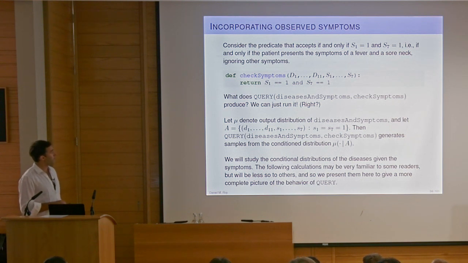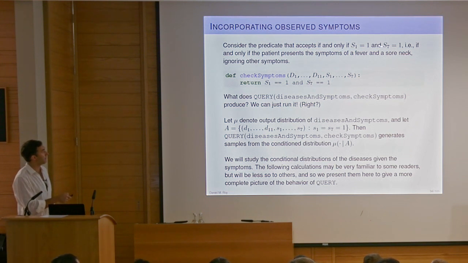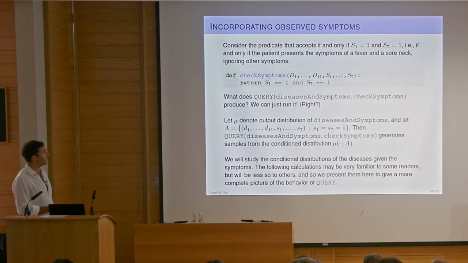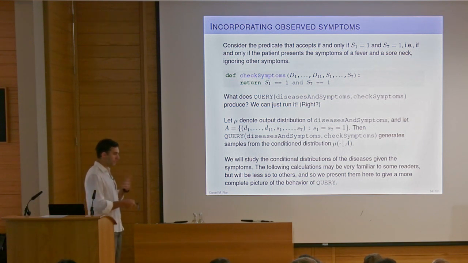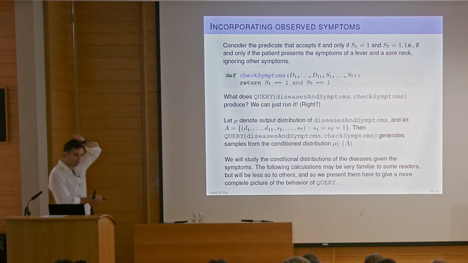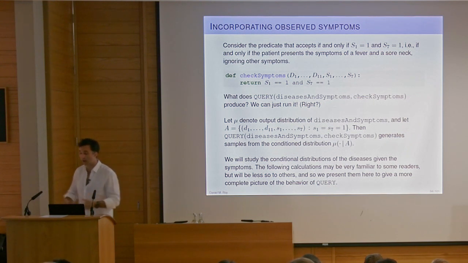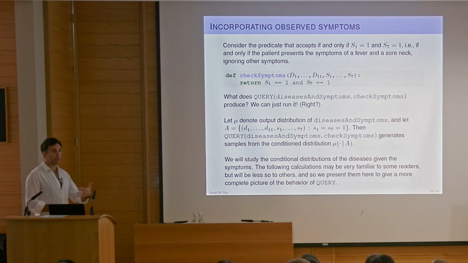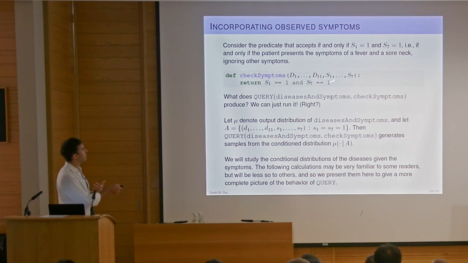So let's start by considering the predicate that accepts if and only if you present the first and seventh symptom, and you're agnostic as to the other ones. You've measured the first and seventh, and it better be the case that you agree on these two, and these happen to correspond to fever and sore neck. So check symptoms makes sure that this is a set of hypothesized diseases and symptoms such that you definitely have a sore neck and fever. So what does query do? It's going to sample from the conditional distribution on other symptoms and other diseases, underlying and explaining what happened.